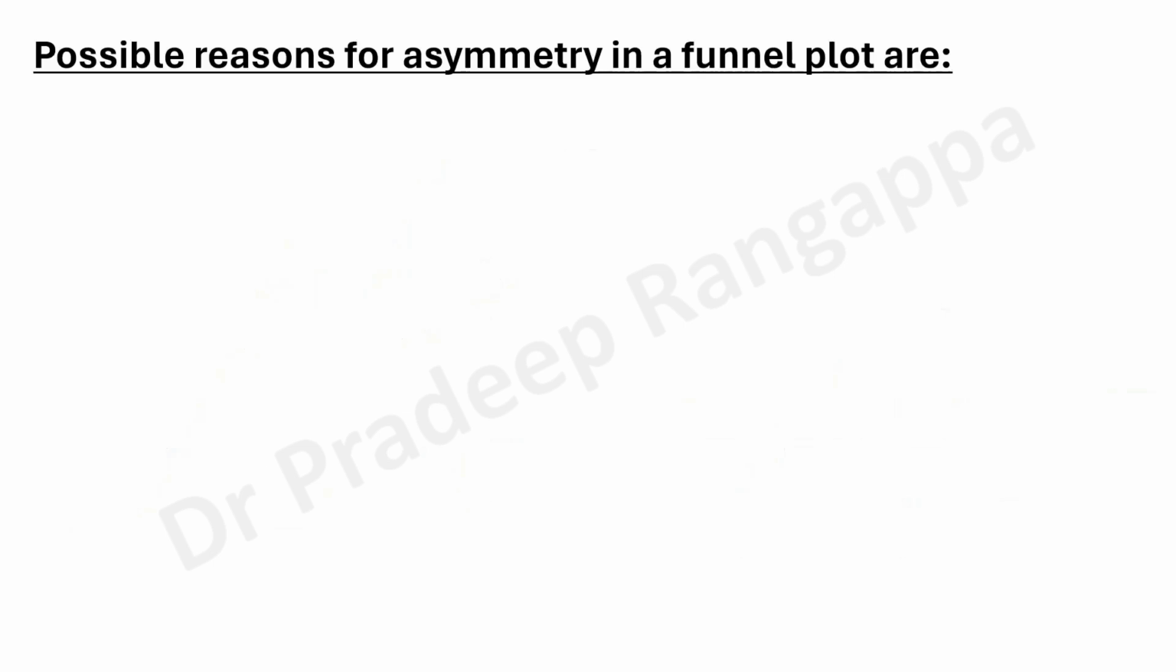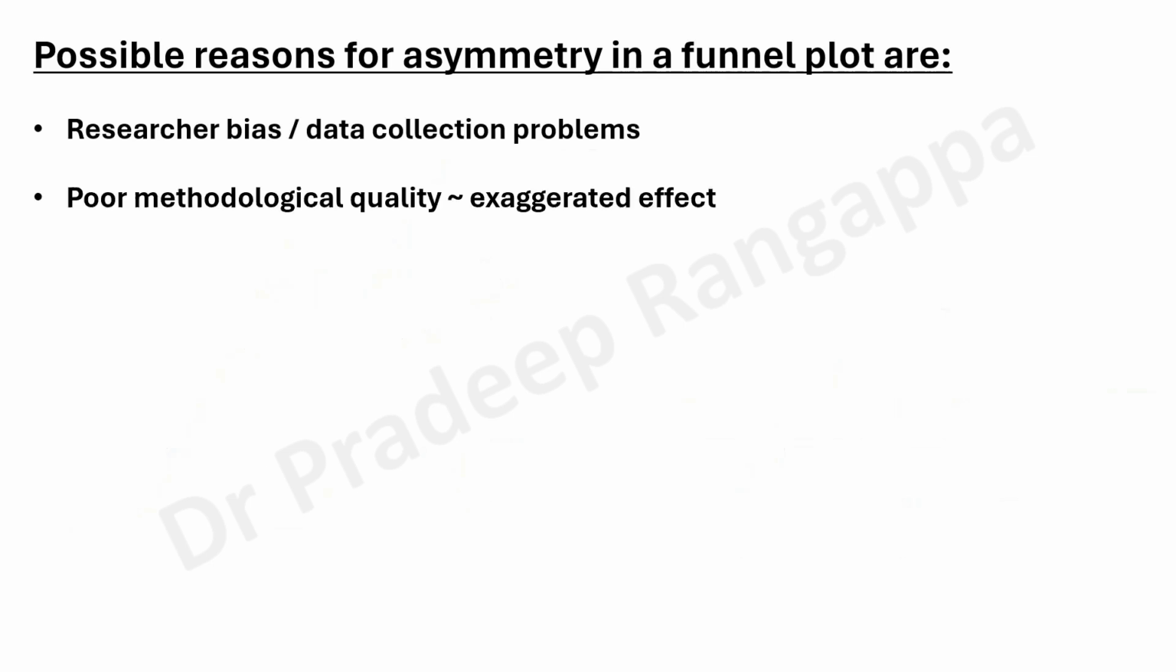And what are the possible reasons for asymmetry? As I said, even in the forest plot, we saw researcher bias and problems with the data collection, and then you had heterogeneity. Even here, there are various reasons for the asymmetry of the plot. Again, they are similar: researcher bias, data collection problems, or poor methodological quality.